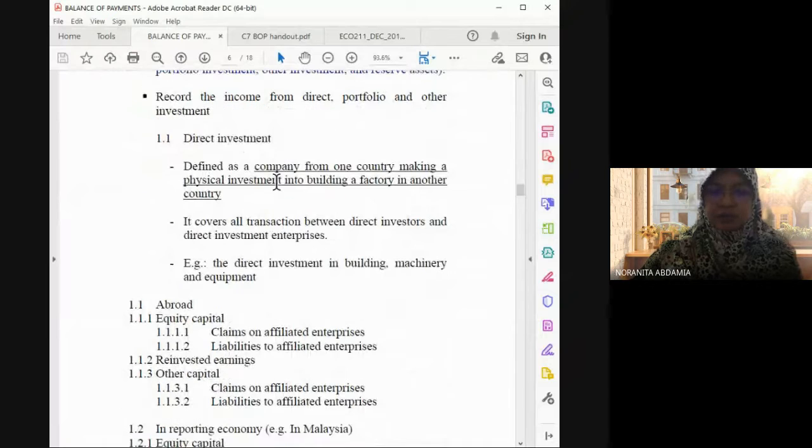Example for the direct investment, this is actually defines a company from one country making a physical investment. If physical, that's where kita nampak benda tu, alright, into a building, a factory, or in another country. Example, contohnya apa? Honda invest. Honda is actually Japan, right? So Japan invest to Malaysia, okay, and they're actually building up. They actually start the factory in Malaysia, but they always have kat Melaka ada satu kan, kilang. That's example the physical investment, which is we can see.